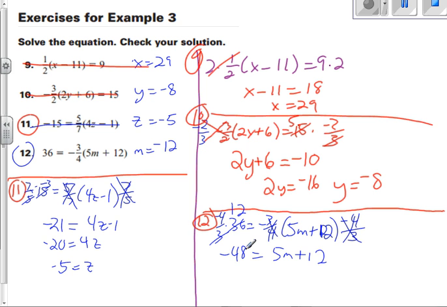I'm going to subtract 12 from both sides. So I'm going to get negative 60 is equal to 5m. Divide both sides by 5. And I've got negative 12 is equal to m. Therefore, that works out. So all those answers were correct.